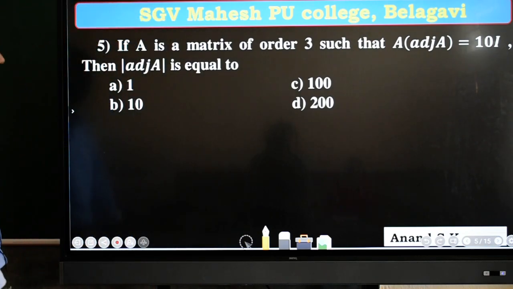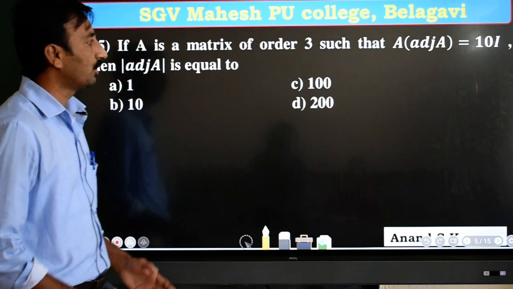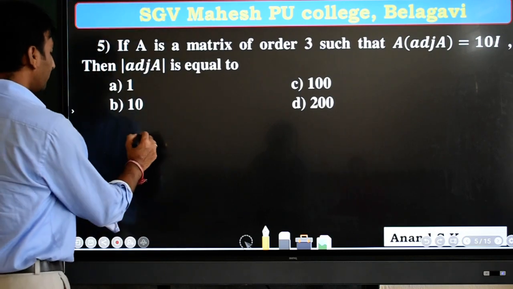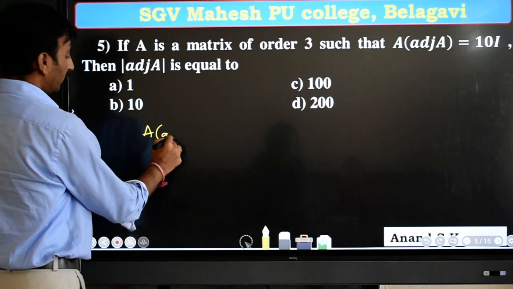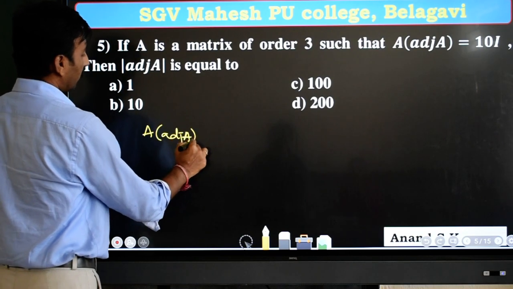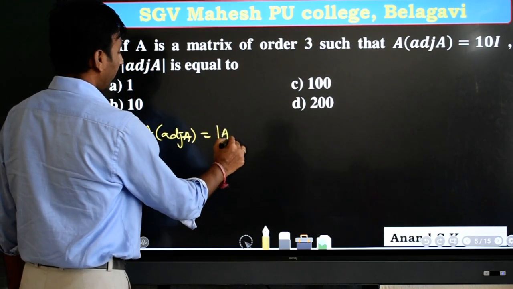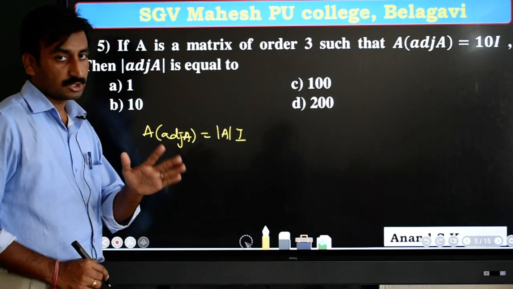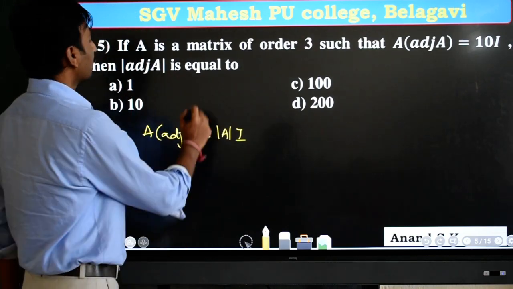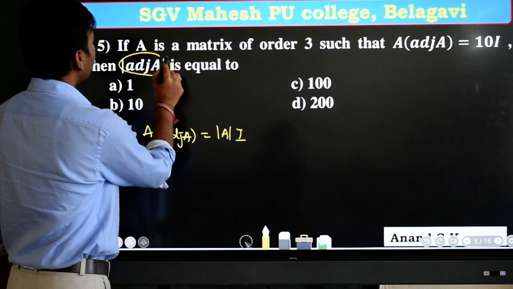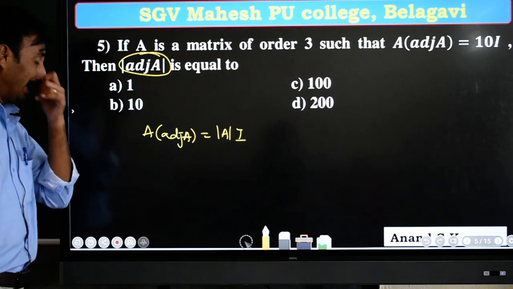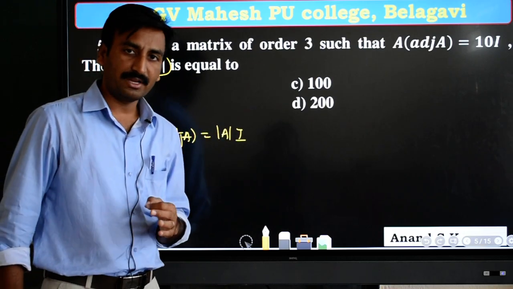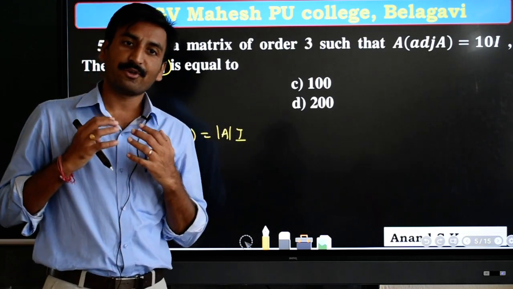This is a straightforward question, and the property is the most popular one, which is A into adjoint of A equal to determinant of A into I. Still, you can write adjoint of A into A, which is also the same. But now look at this, what they are interested in here is the determinant of adjoint of A, correct?